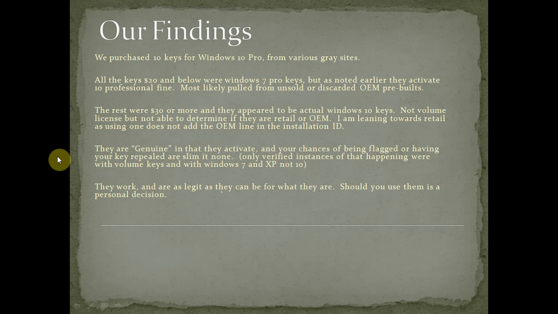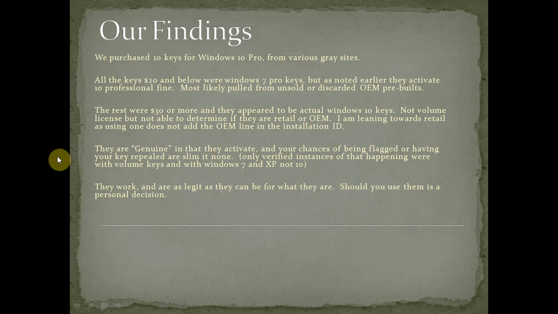So I went and purchased 10 Windows Pro keys from various gray sites. All the keys $20 and below. SD Keys is where I purchased them from, or SD, whatever the one that Yes Man recommends. All of those were the cheapest, but they were not actually Windows 10 keys. They were Windows 7 Pro keys. Now they will still activate Windows 10, no problem.